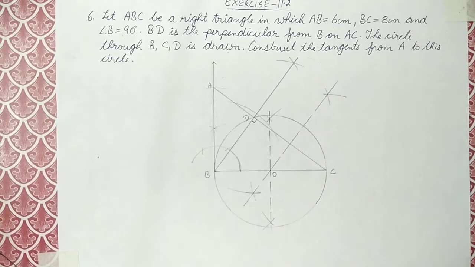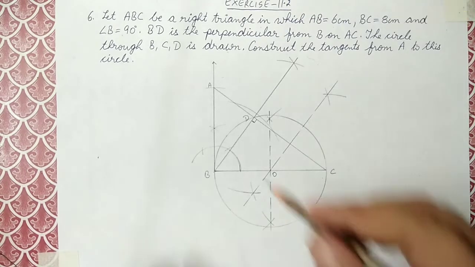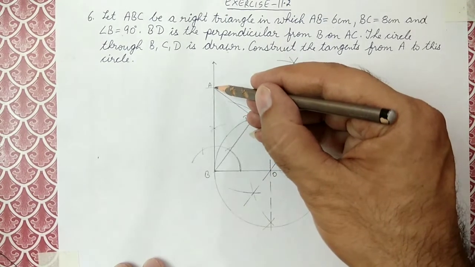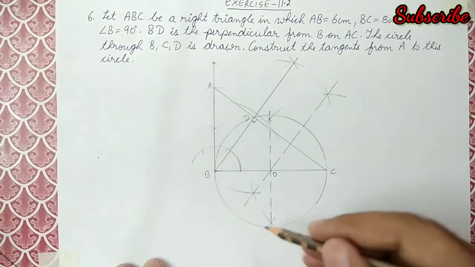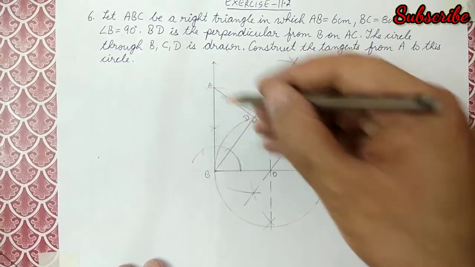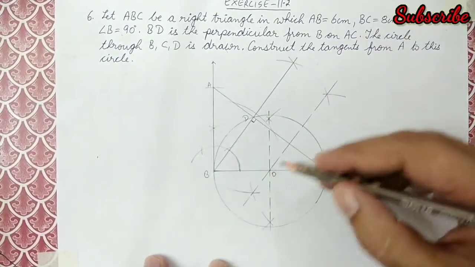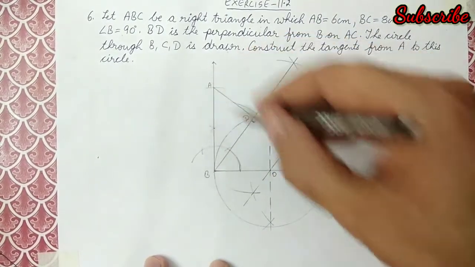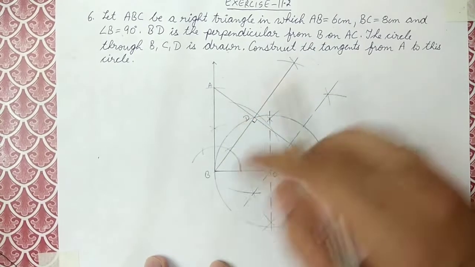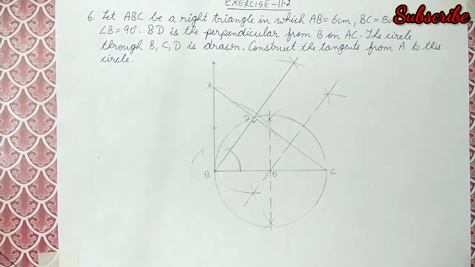See, the main concept, the main thing we have learned is, if I have to draw the tangents from A on this circle, I have to join this point with O, then I draw the perpendicular bisector, and then whatever the midpoint of this line I get, keeping the compass there, I mark 2 arcs on the circle to get 2 points.